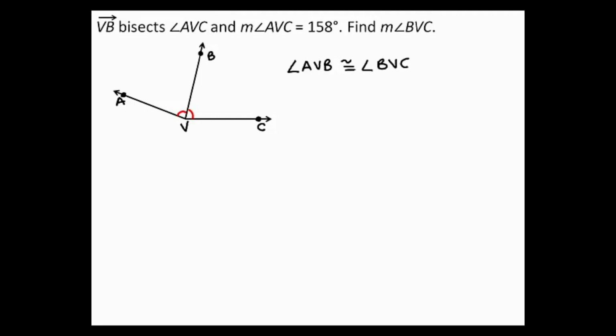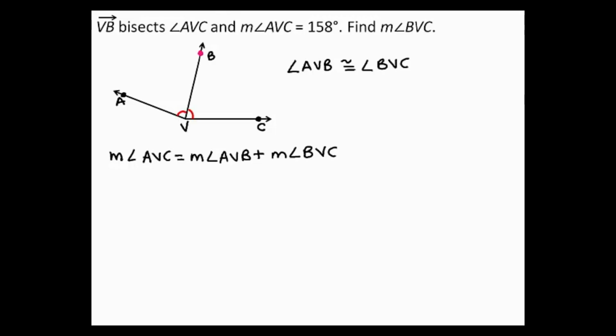Now, to find the measure of angle BVC, you can use the angle addition postulate. In the diagram, B is in the interior of angle AVC. So, by the angle addition postulate, the measure of angle AVC is equal to the measure of angle AVB plus the measure of angle BVC.